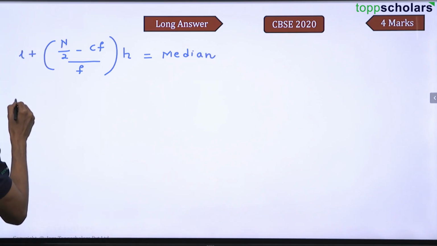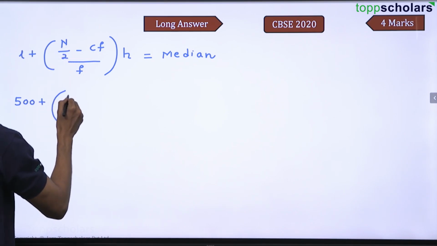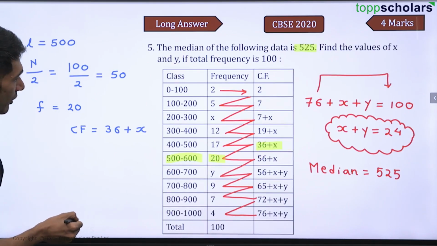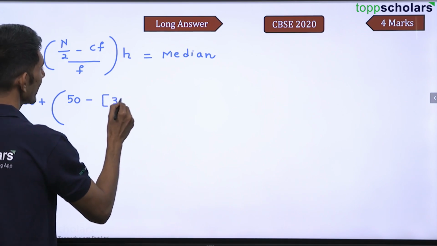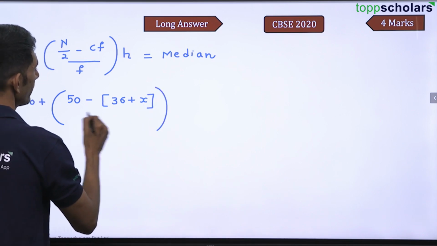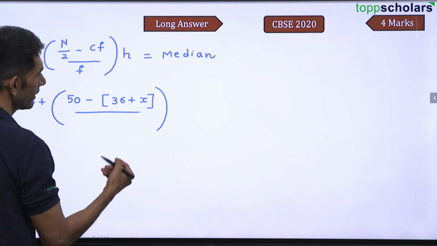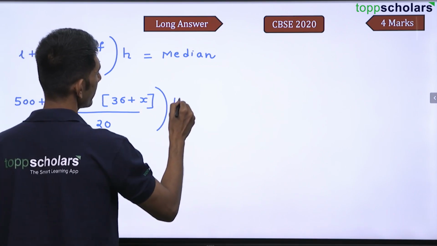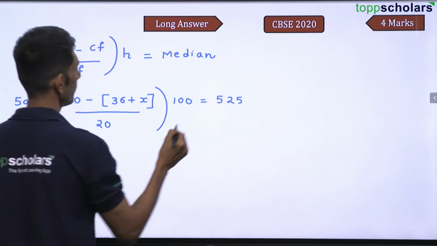So L is how much? 500 plus n by 2. 100 by 2 is 50 minus CF. CF is how much? 36 plus x. Put it in the bracket correctly, otherwise you will make a mistake here. So 36 plus x in the bracket by f. F is 20, isn't it? Okay, 20 into h. H is how much? H is 100. That is equal to 525.